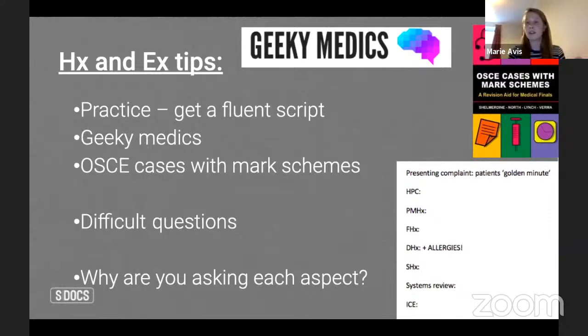Practice in front of your mirror, just getting the wording right, getting it to flow out right, and practice when you're taking histories from your friends. And they can all have a bit of a giggle with you if you word it weirdly or something like that. And it just makes it so much easier when it comes to talking to a real patient. And then always think, why am I asking each aspect? Why am I doing each aspect of an examination? What's it going to help me? What's it going to tell me? And that will really help you when you get into a situation of talking to a patient.